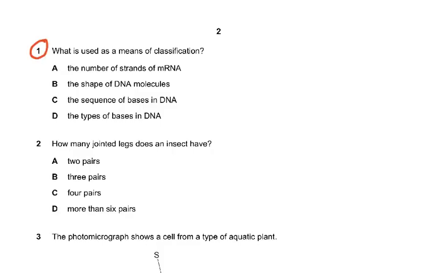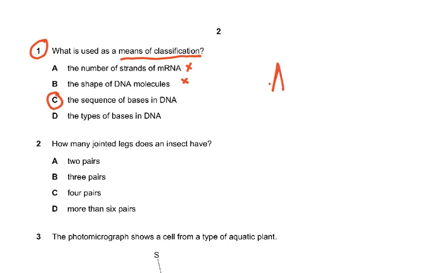Now, coming to question number 1, what is used as a means of classification? The number of strands of mRNA? No, mRNA is only when that protein is being made, then mRNA will be produced. The shape of the DNA molecule, it's not going to be any different. It is the content of the DNA which is important. The sequence of bases in the DNA, yes.